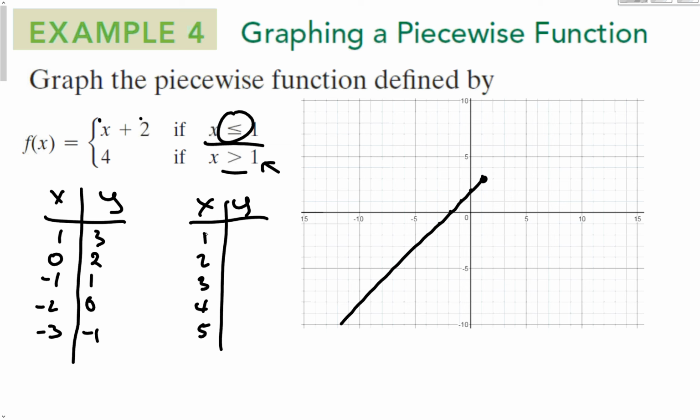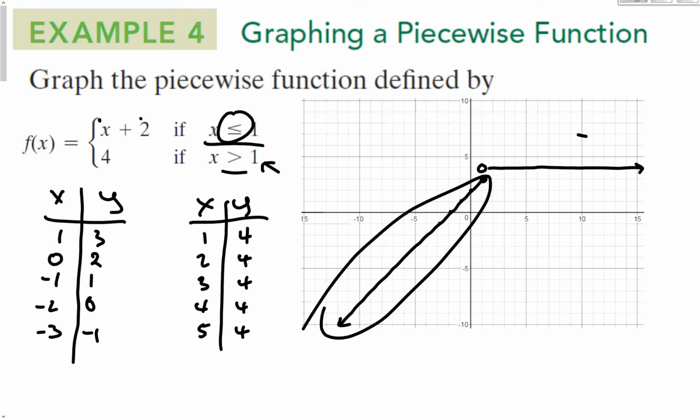Now realizing that whatever answer I get here is not going to be a solid dot, it's going to be an open circle. And of course, there's nothing to plug in here. All my answers are 4, which means I have a horizontal line. Let's make that a little bit better. We have a horizontal line traveling to the right. And that's what the graph of my piecewise function should look like. Okay, it has my first function there, my second function there. Okay? And I have graphed both pieces individually.